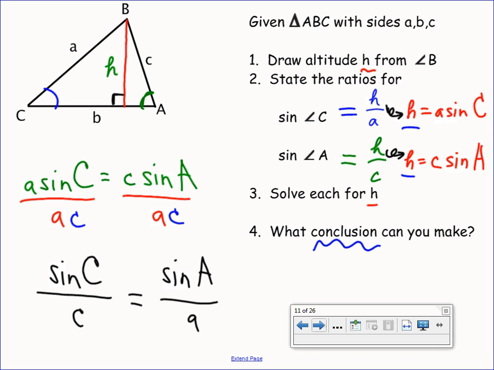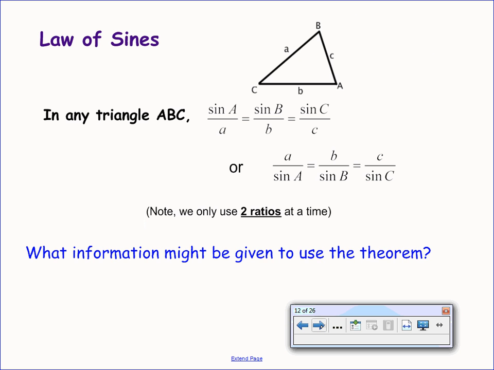There's nothing special about angle C and side length C. We could have done the same thing with angle B and side length B. What's important is that this ratio holds true regardless of what opposite side angle pairing we're referring to. Let's take a look at our law of sines in general.